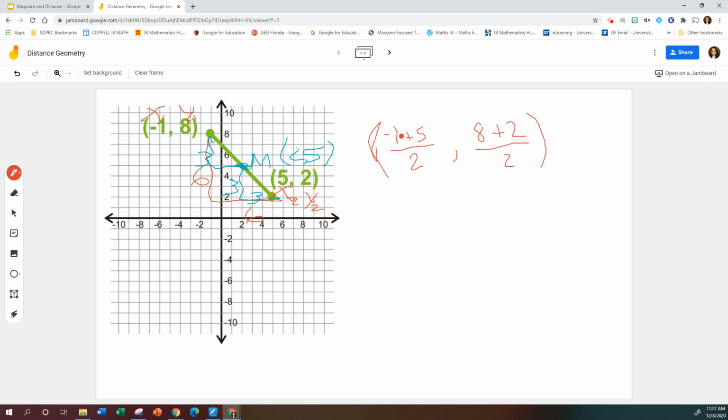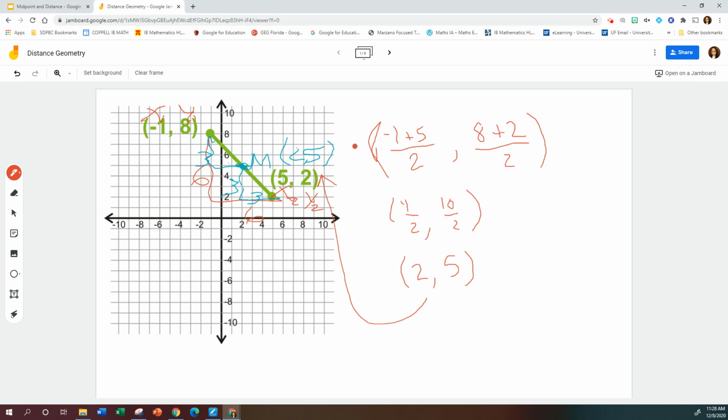Okay, so now let's do this math. Negative 1 plus 5 is 4. So I have 4 divided by 2. And then 8 plus 2 is 10. So I have 10 divided by 2. This is some pretty simple math, right? 4 divided by 2 is 2. 10 divided by 2 is 5. And we have the same exact thing that we got when we drew it out. So you can do it both ways.